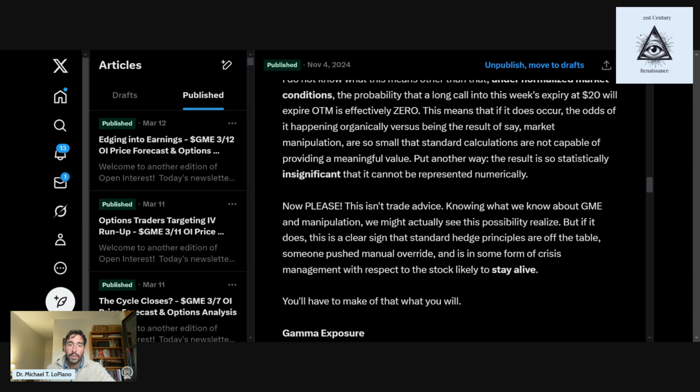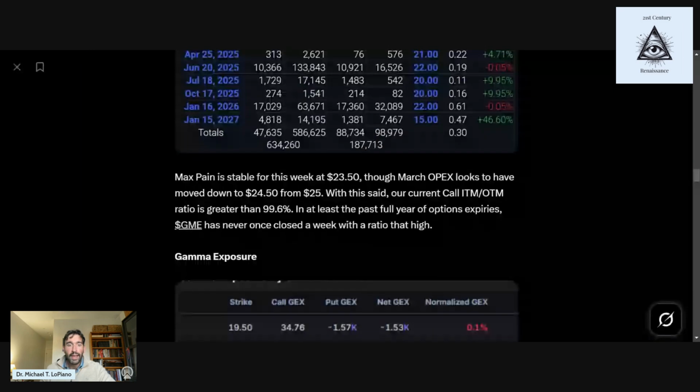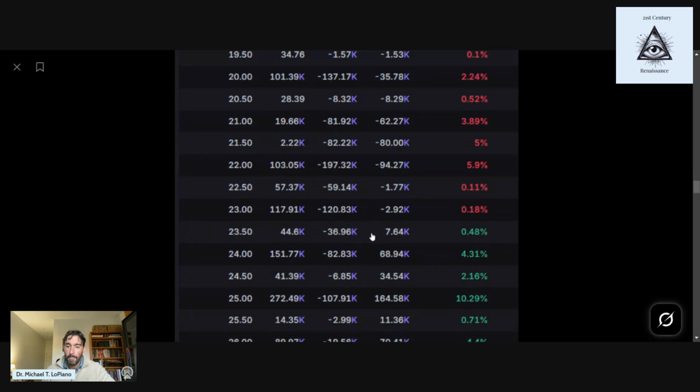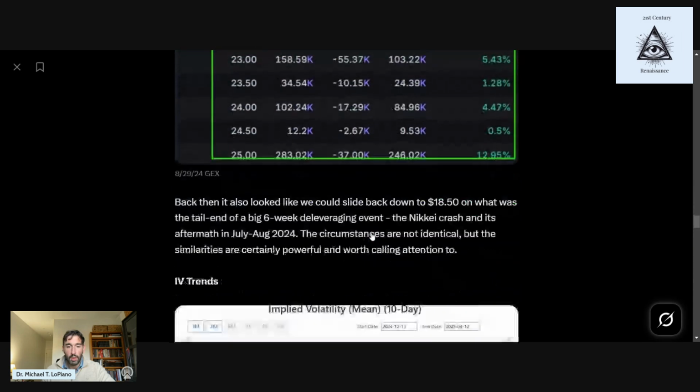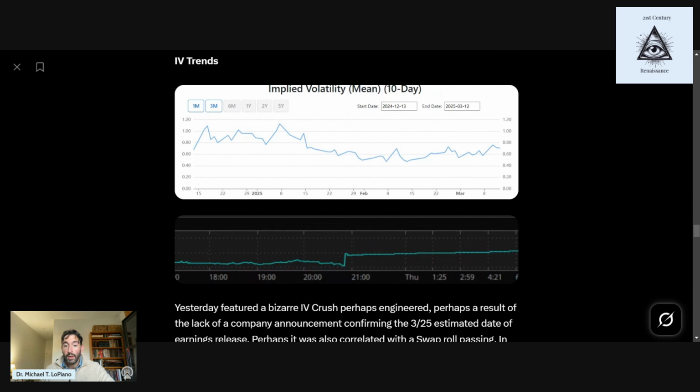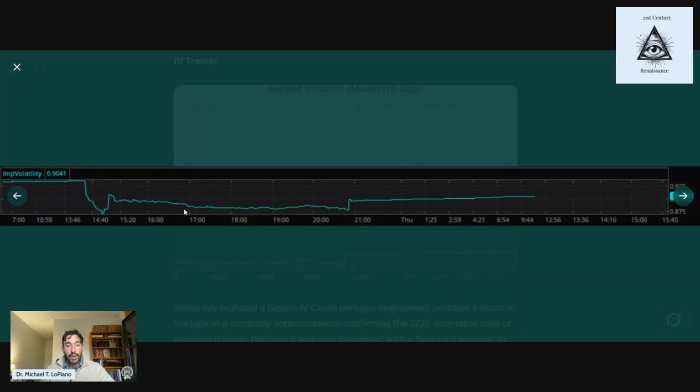We saw some weird IV stuff yesterday. We'll come back to our gamma exposure in a bit. We got an IV crush. I was heading in here, I think I called this out earlier in the week, looking at potentially shorting the $29 calls into March 28th. I still might do this.